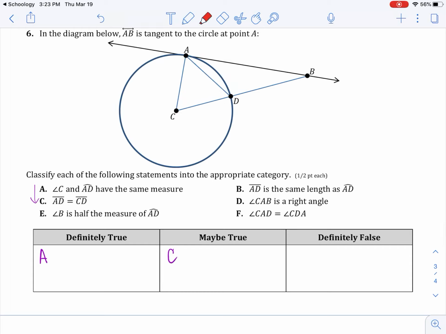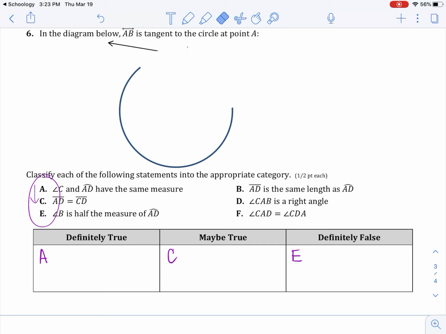So here's angle B. Get rid of all these things I highlighted already. Here's angle B. It's half the measure of arc AD, which is right here. All right, in order for an angle to be half the measure of its arc, it has to be an inscribed angle. Is this an inscribed angle? Nope. It's not on the circle, so that's definitely false. All right, let's move. Oh, that's not B. What's going on? That is E. Confusing myself because I'm going this way. All right, let's move on to B now.